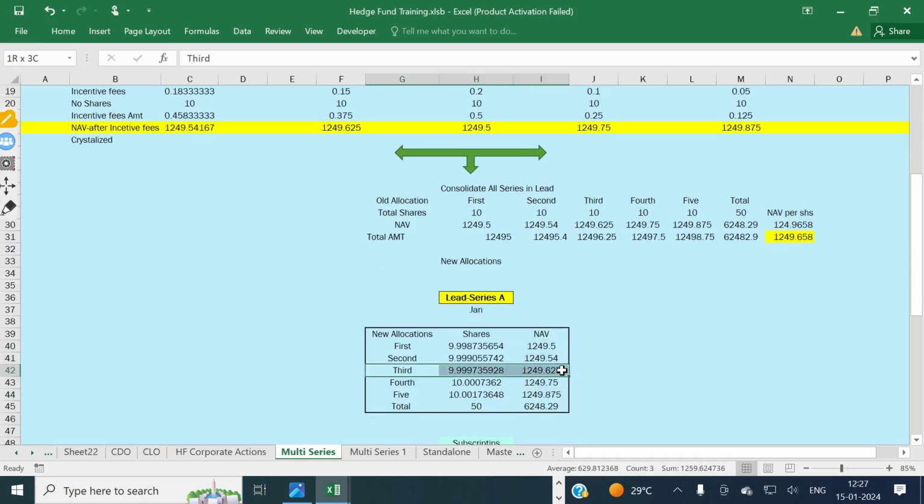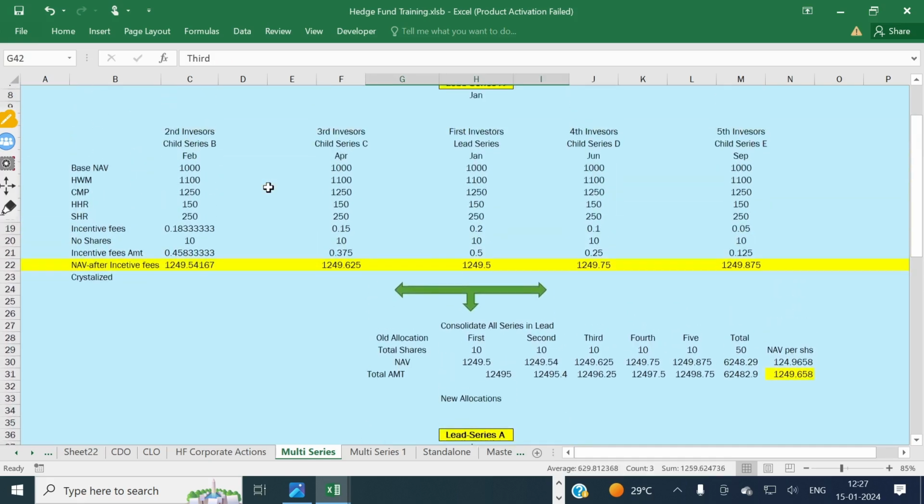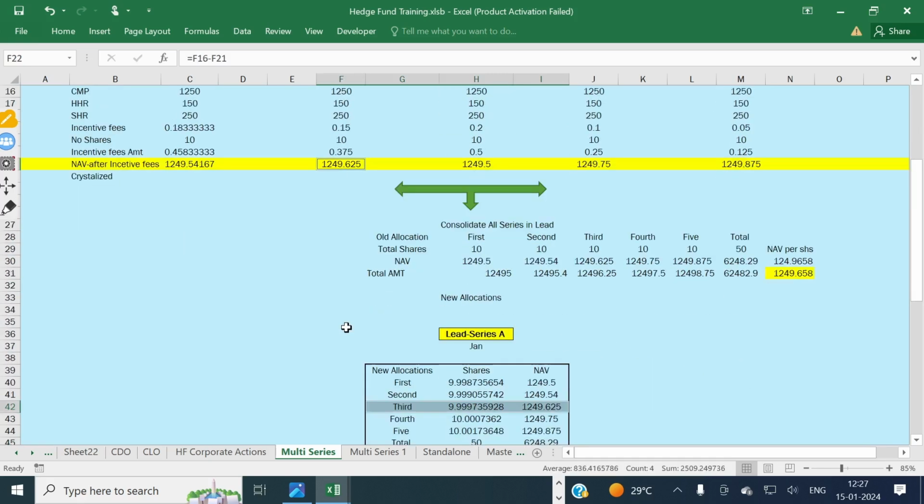If I see this one, third series, where is the third series? It is exactly matching, 1249, 1249. So we have allocated now. It means at the end of the year, we bring all series under the main series, the lead series. Why? Because even if you create multiple series, that doesn't make any sense.